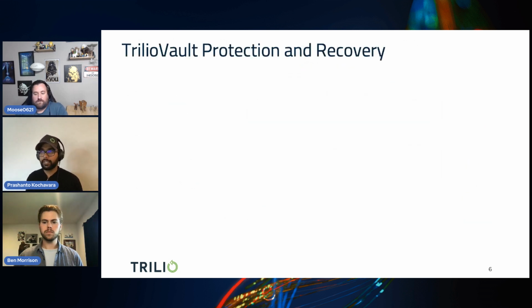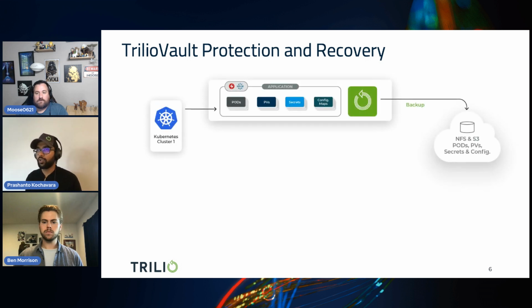Now, what is it that Trilio does? We spoke about the features it is capable of, being distribution agnostic, storage agnostic, but what is it that we actually provide, and how is it that we enable that protection and recovery? So at the very first level, from a Kubernetes cluster at any namespace level, we can capture all the metadata components and the data components, and we can put that in a centralized repository, which could be NFS based or S3 based.